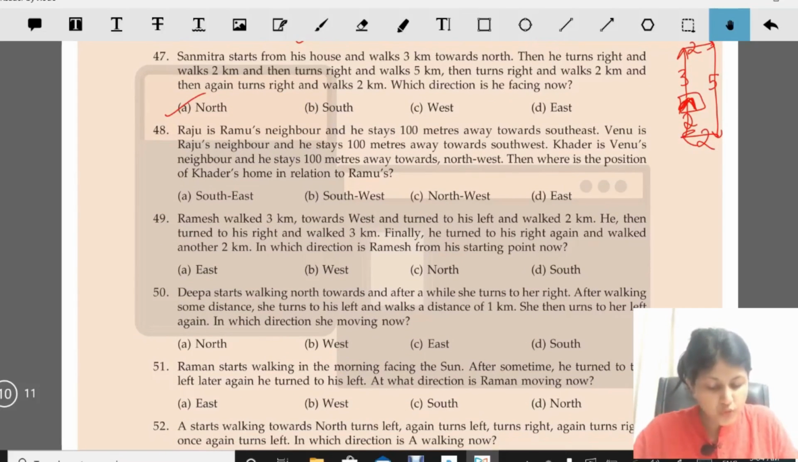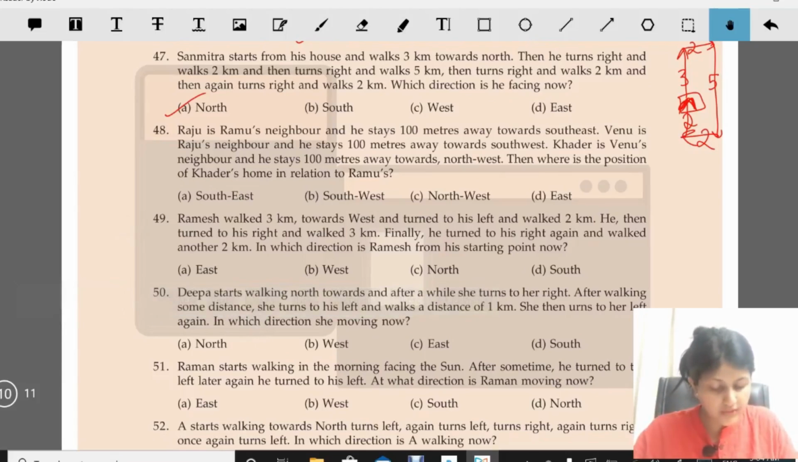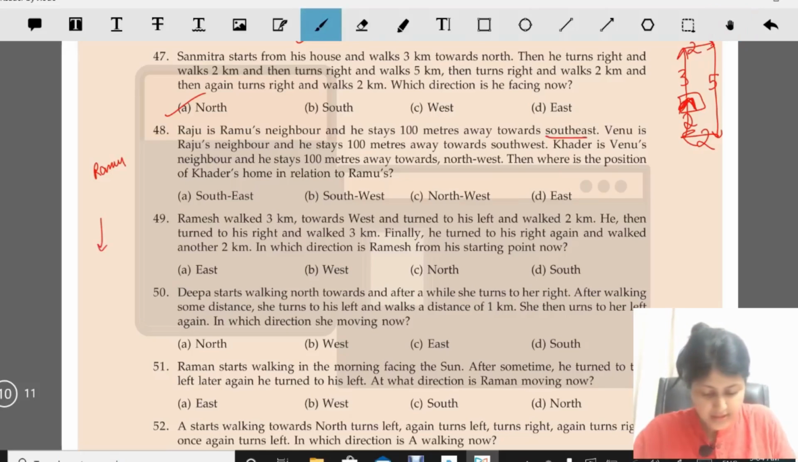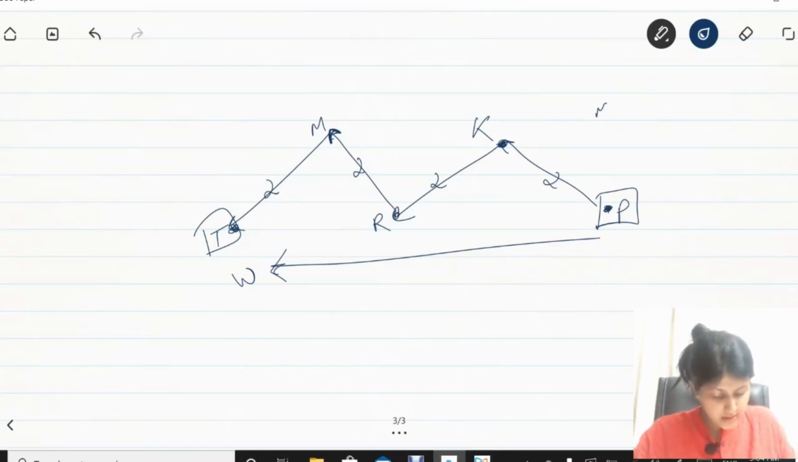Raju is Ramu's neighbor and he stays 100 meters away towards northeast. Okay, so this is Ramu and Raju is towards southeast. So south is here and east is here. So here is Raju. Raju is Ramu's neighbor and stays 100 meters towards southeast. Okay, again let us go to the bamboo paper and start solving it here.